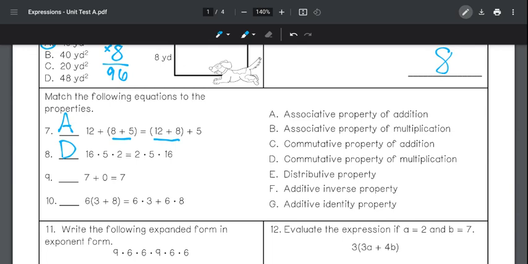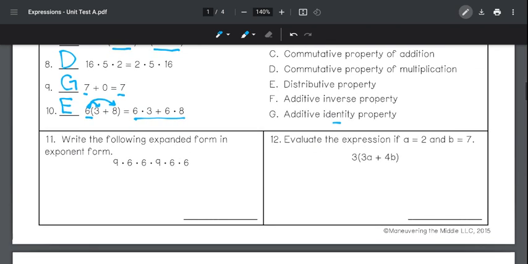Number 9, if we start with a number and we end with that same number, its identity has not changed. So the answer is G. And last but not least, number 10. It looks like we are using the distributive property in this problem. It's showing us the steps over here on the right. So the distributive property is part E.